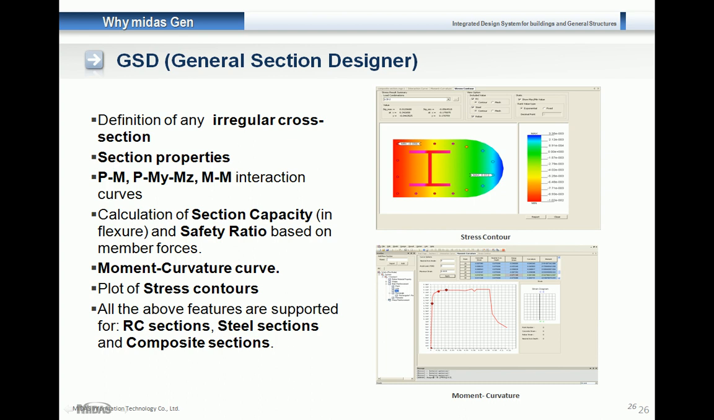So GSD defines any irregular cross section, and it is applicable for RC, steel, and composite section. Also, GSD provides section property and moment curve, and PM, PMY and PMZ, and MM interaction curve. Also, calculation of the section capacity and the safety ratio based on the member force is displayed. And it also plots the stress contour for all the cross sections.